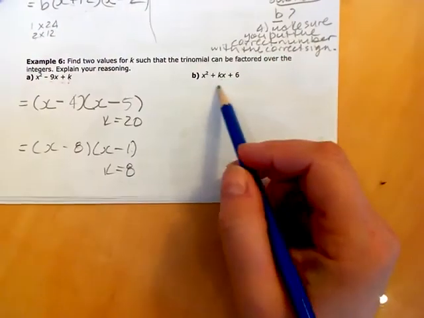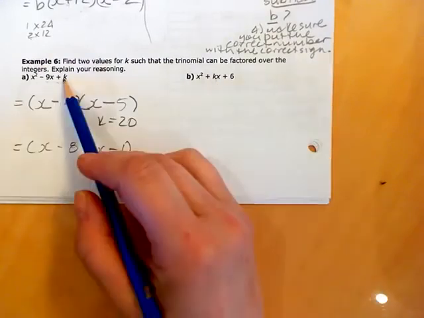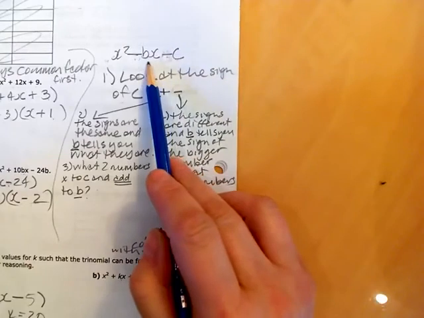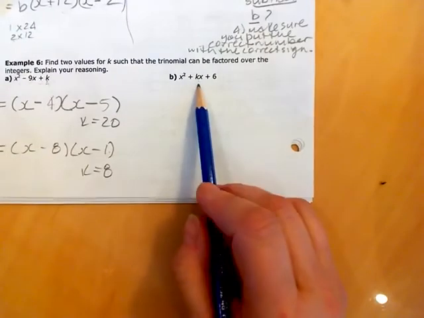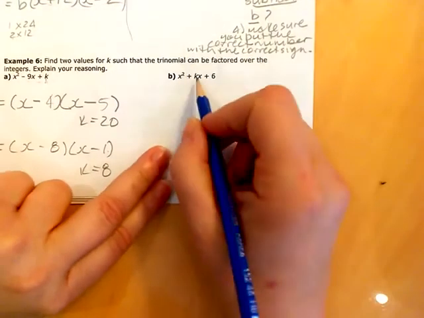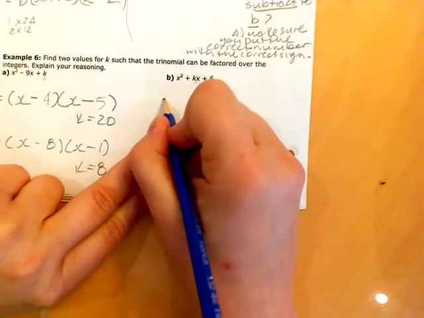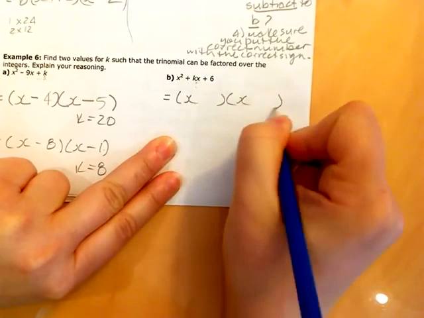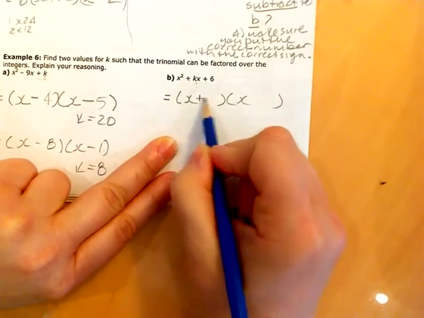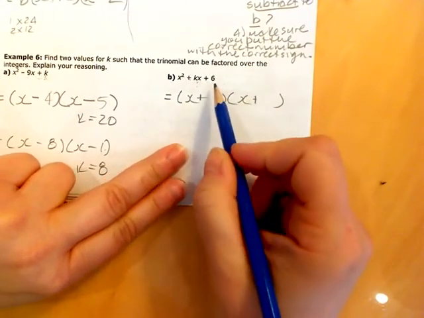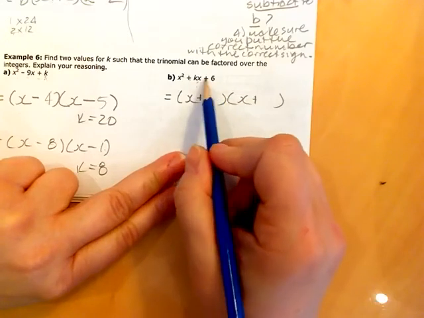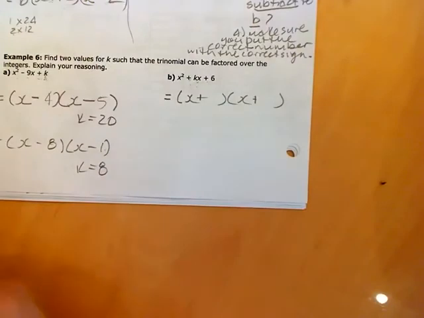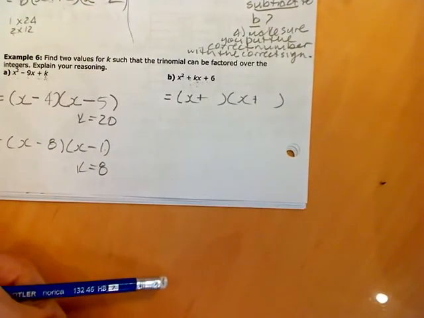Okay, now let's see what happens when we don't know the b term. Here we didn't know the c term, right? Now we're going to see what happens if we don't know the b term. So here we go. We've got x squared. The signs are the same, they're both positive. What two numbers multiply to 6 and add to something? Pick any two numbers that multiply to 6. How about 2 and 3?